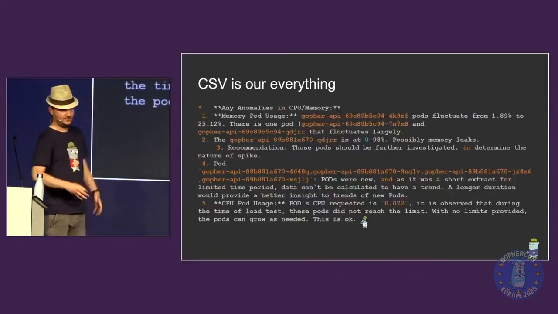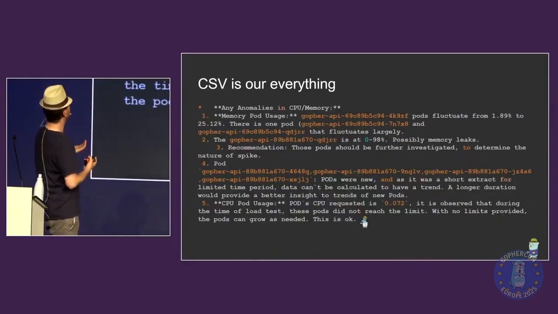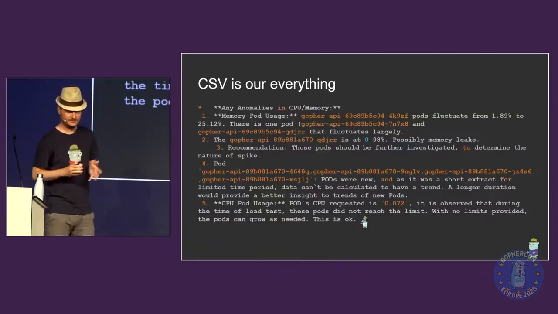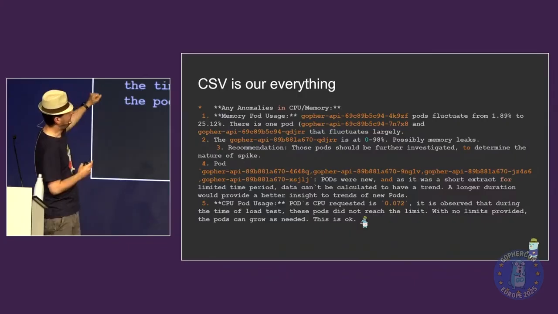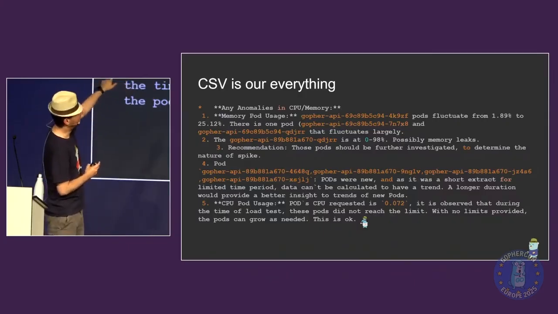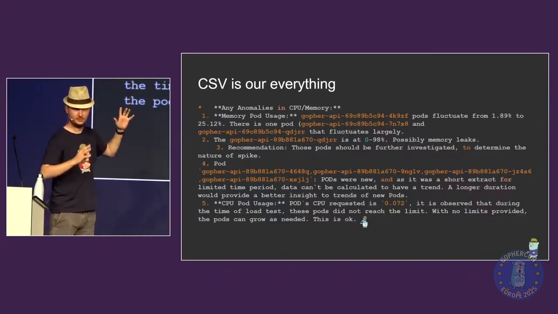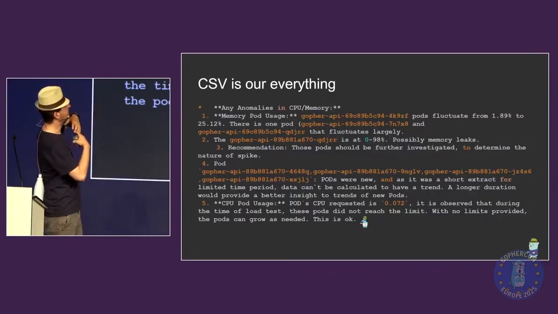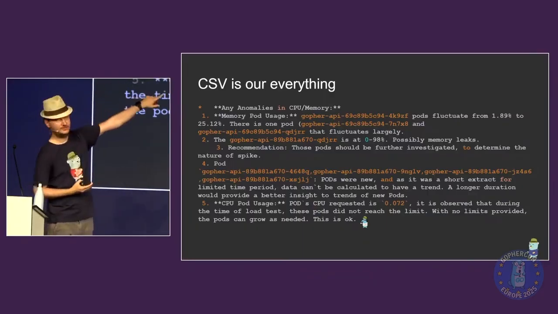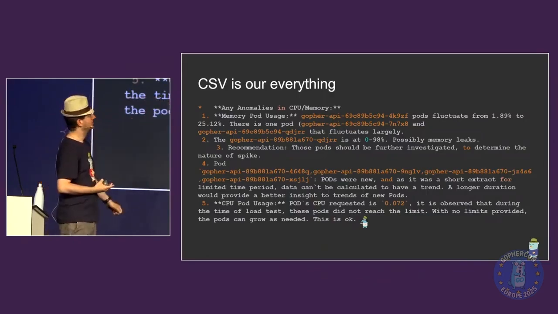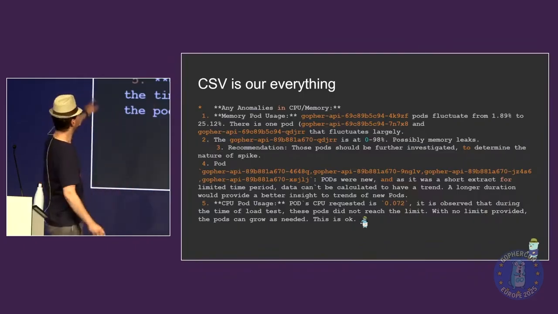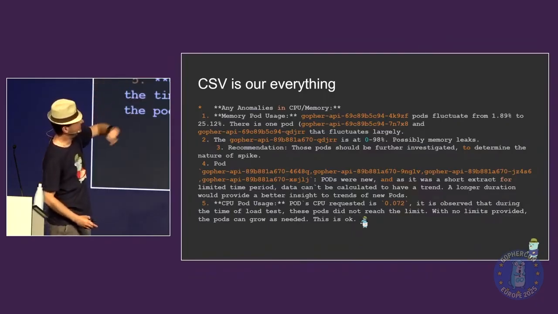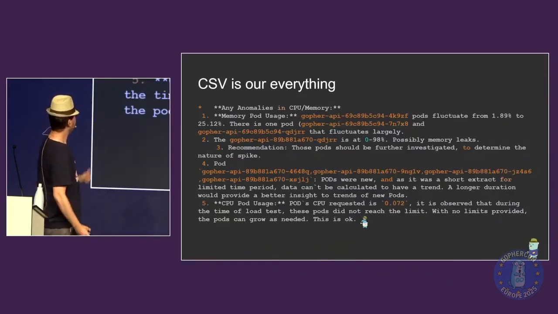After that, we got the information with CSV as our format. It was a breaking point. This is just an example. You see, AI can identify that there was a pod which fluctuated from 1% to 25% in a very short period of time. There were more pods which fluctuated even more. We had a pod which even reached 100% of memory utilization. And it says, okay, it was possibly a memory leak, you need to investigate it. It gives a recommendation that those pods should be investigated, and so on and so forth.